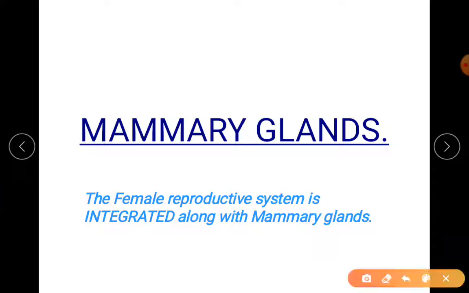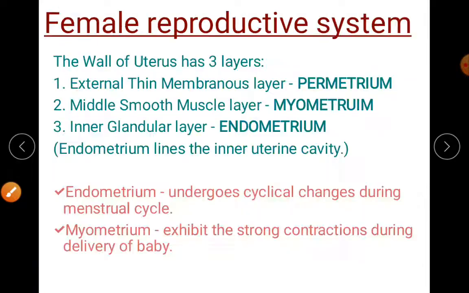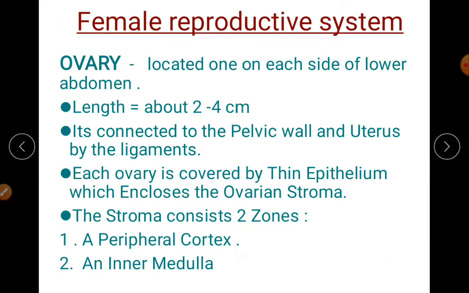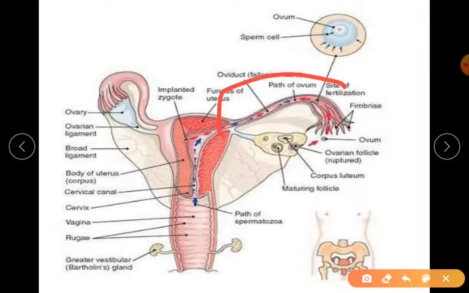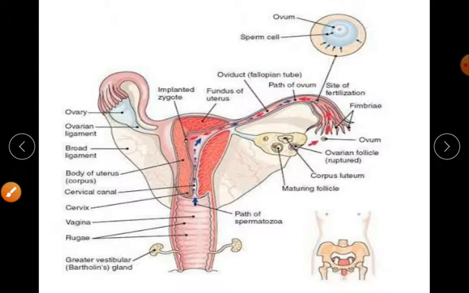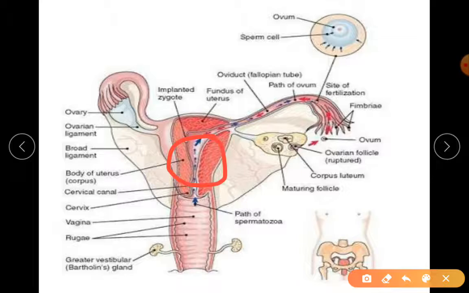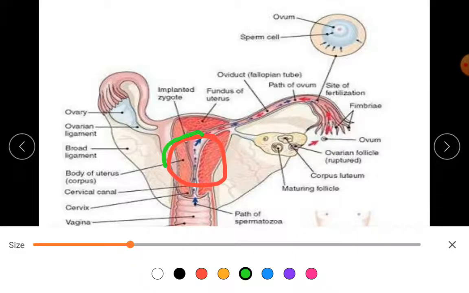So we'll go to the next, that is your integrated structure. As I've told before, the female reproductive structure is integrated along with the mammary glands. Why is it integrated? They both work hand in hand. So the moment fertilization occurs, if the egg gets fertilized, I'll just go back. You remember, in the oviduct the fertilization occurs. So if it occurs, the fertilized egg goes and implants. Let me show you another color. Implants in this region.